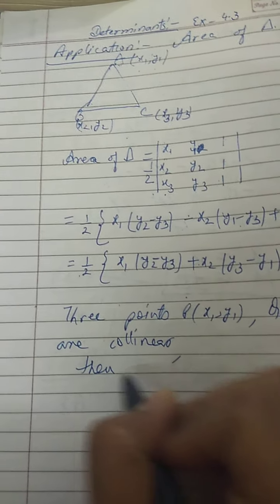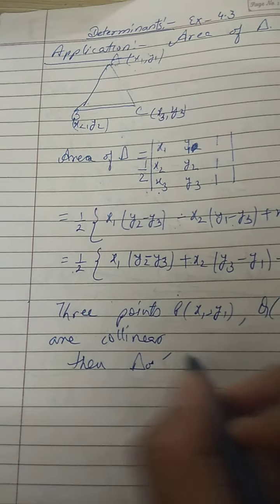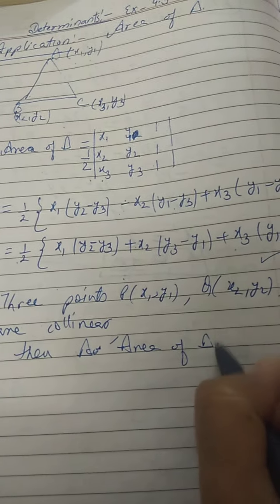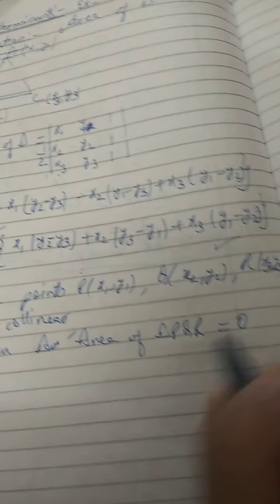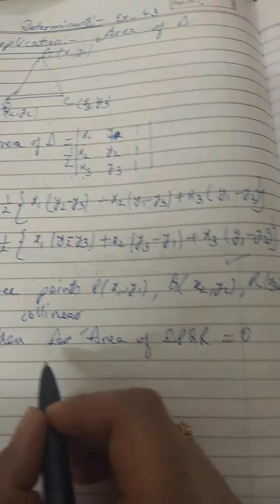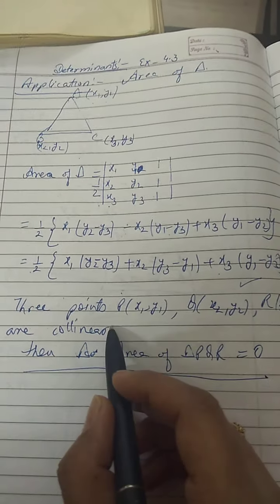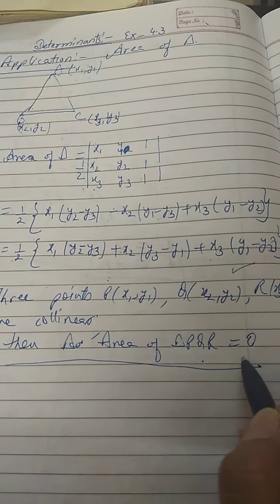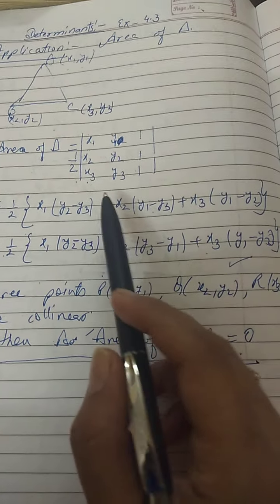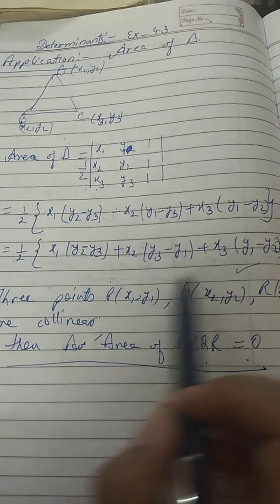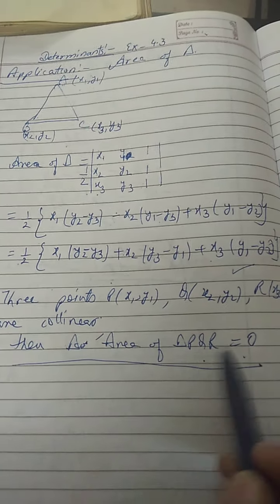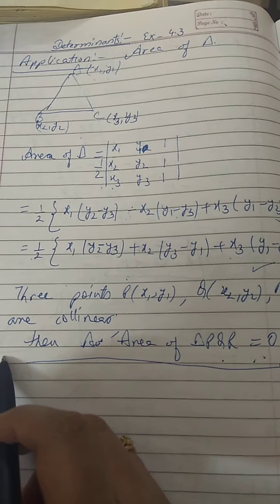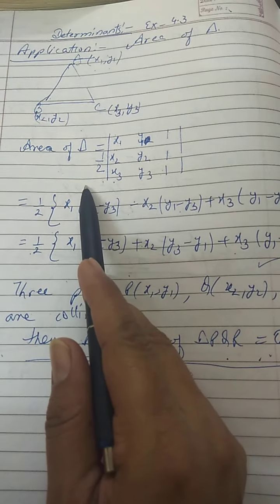Then the area will be 0, right? Then the area of triangle PQR will be 0, since this is the standard result: if the points are collinear, the area will be 0. Then either you multiply by 1 by 2 here or you don't, it will not make any difference, because when we expand the determinant, this quantity will become 0. So 0 into 1 by 2 will ultimately be 0 only, right? So this is the second use of this result, when we are finding the area of a triangle.